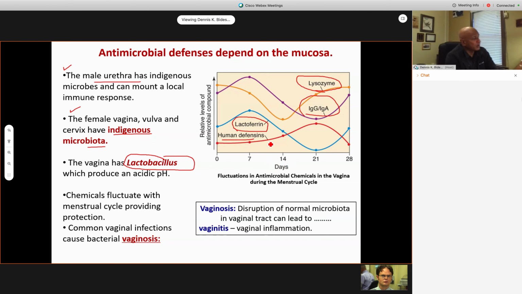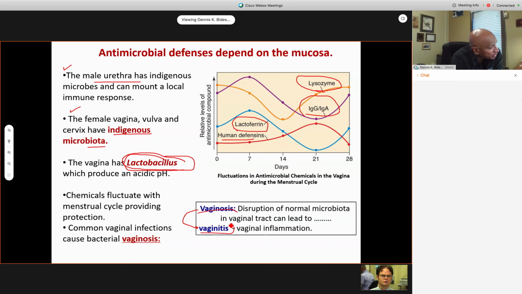So I want to describe two clinical terms I'd like you to know. Vaginosis. This is when the normal flora, especially lactobacillus, is disrupted, for whatever reason. Maybe a patient is on antibiotics and you start killing off normal flora. Maybe it's the time of the menstrual cycle, or maybe there are other underlying conditions. But when you disrupt that normal bacterial flora in the vaginal tract, you end up with something called vaginosis. All right? That can lead to vaginitis.